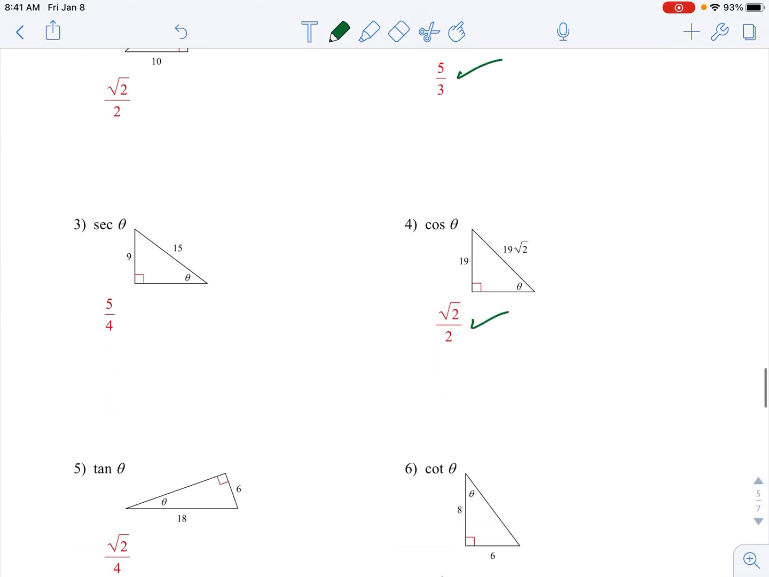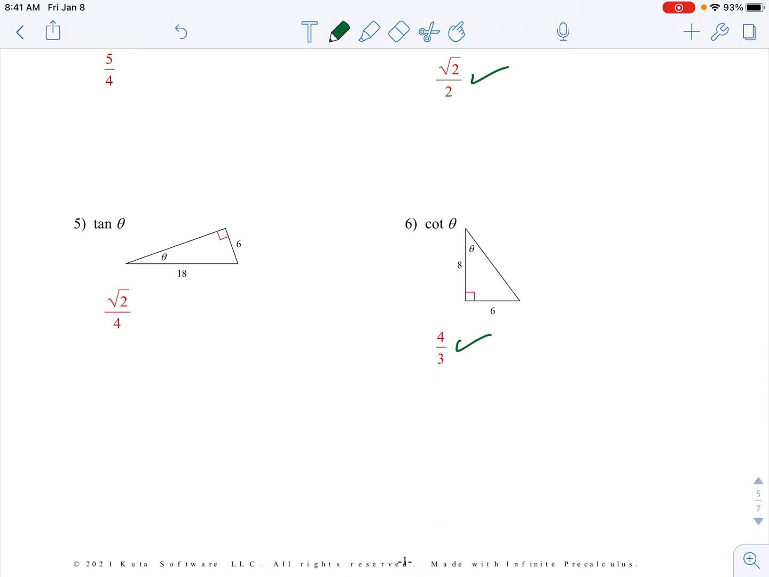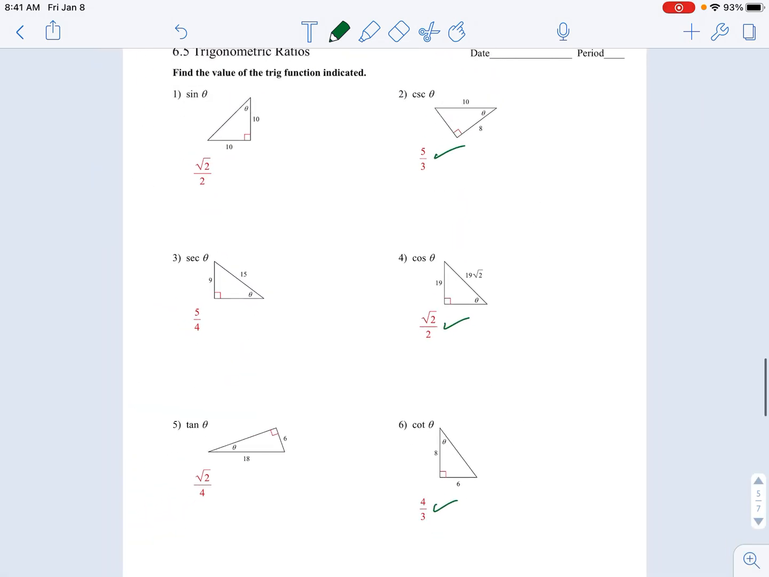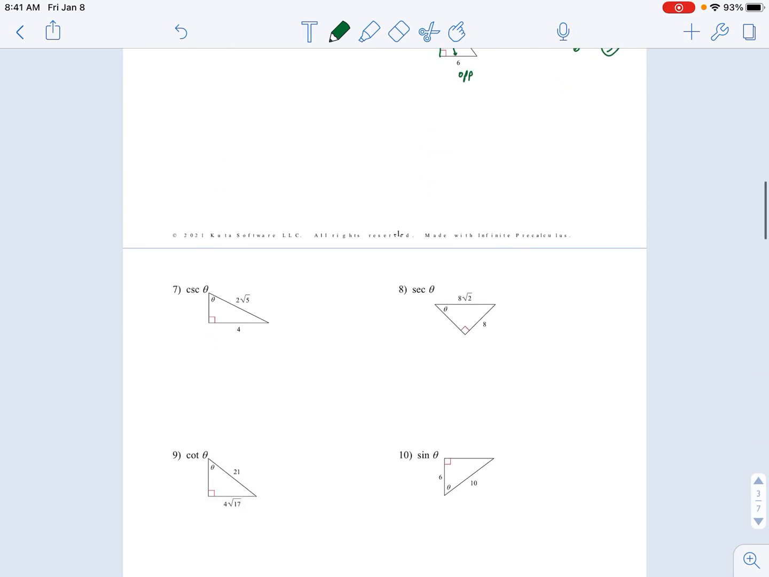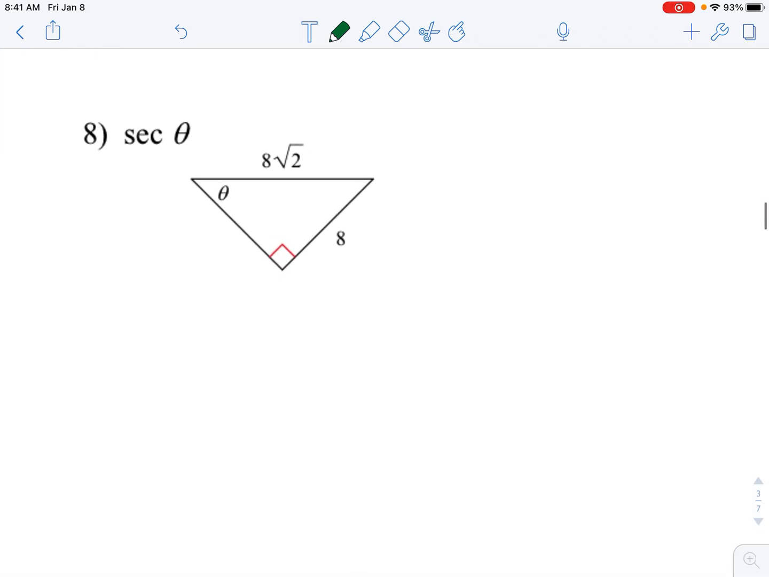So number 4, square root of 2 over 2. Number 6, 4/3. So hopefully you see that some of these are easy, some of these are more challenging. Hopefully none of them you're going to find difficult.